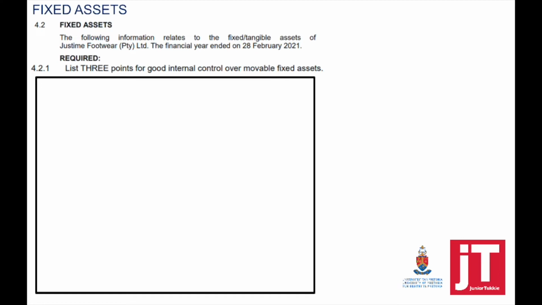If we look now at 4.2, the following information relates to the fixed or tangible assets of Justine Footwear Pty Limited, the financial year ended 28th February 2021. Required: list 3 points for good internal control over movable fixed assets. I'm going to provide you with more than 3 options, so make sure that you summarize this and study it for exam purposes. 1 is maintain an updated fixed asset register.